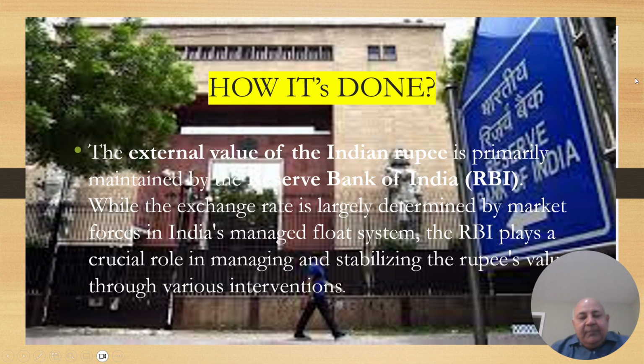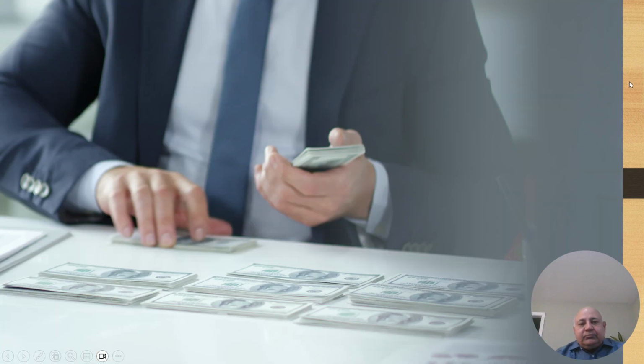Now let's see how RBI manages the external value of the rupee. The external value of the Indian rupees is primarily maintained by the Reserve Bank of India or RBI. While the exchange rate is largely determined by market forces in India's managed float system, the RBI plays a crucial role in managing and stabilizing the rupee's value through various interventions.